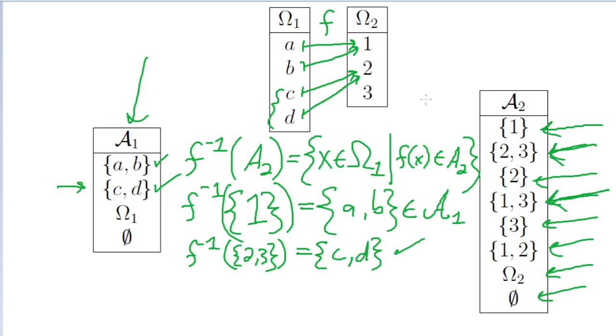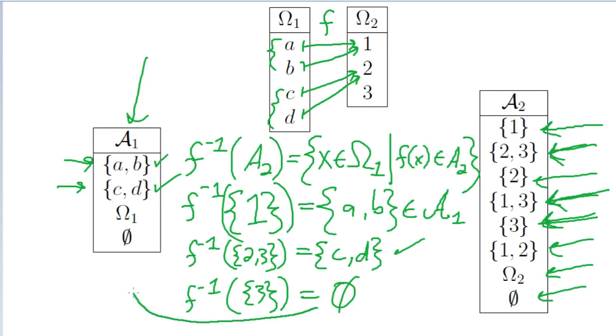Well, again, nothing gets sent to 3, so that's not interesting to us. What gets sent to 1? A and B. Well, we already saw that A and B are in our set, so far so good. What gets sent to 3? Actually, just the empty set gets sent to 3, right? Nothing. The pre-image of the set containing 3 would just be the empty set. And is that in our set calligraphic A1? Yes, it is. Okay, so far so good.